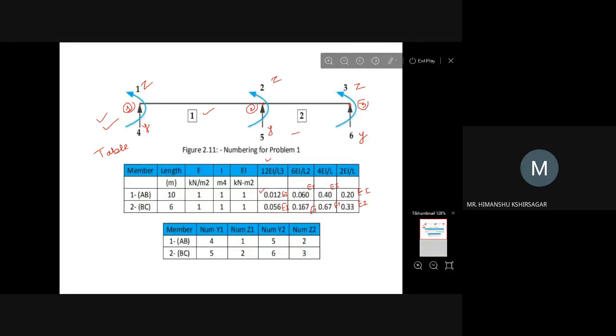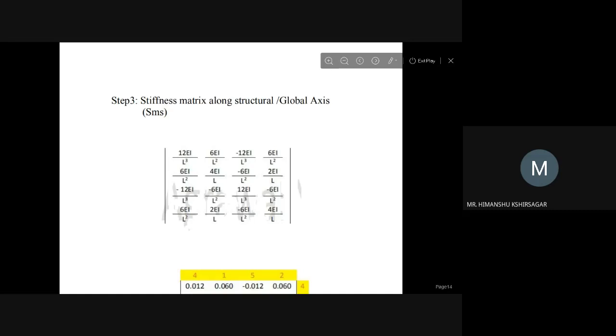Okay, so 1, 2, 3 are the freedom codes, 4, 5, 6 are the restraint codes. Okay, so I think you should understand to find out the values of the stiffness coefficient. So these are the values of the stiffness coefficient. Then what is our next step? That means step number 3.